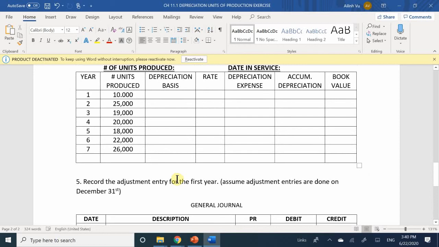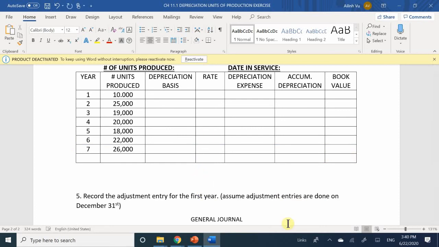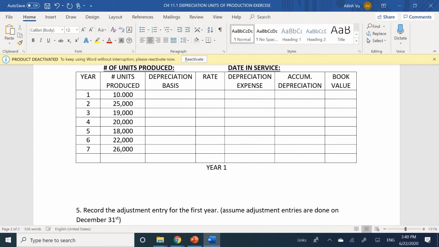So let's solve for this. What are year 1's numbers? Hold on, what are you solving for right now? The basis. Okay, so the basis was how much? 3680.